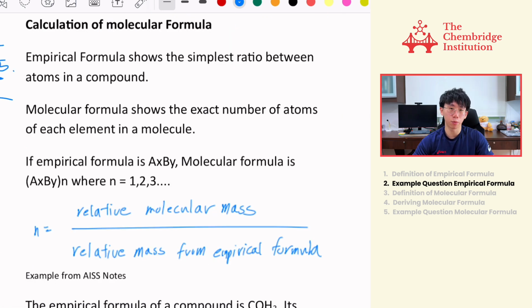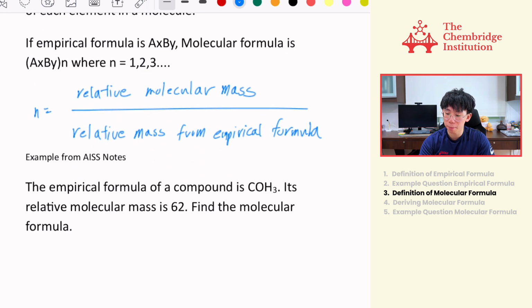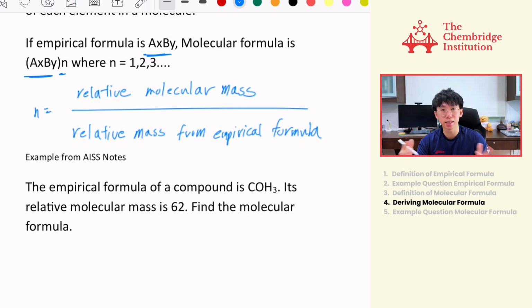So now that we know how to calculate our empirical formula, it's time we learn how to calculate our molecular formula. So remember, your empirical formula shows the simplest ratio between the atoms in a compound. But your molecular formula actually shows the actual ratio, the exact number of atoms of each element in a compound. So if the empirical formula is AxBy, then the molecular formula you should always treat as (AxBy)n, where n is a value like 1, 2, or 3.